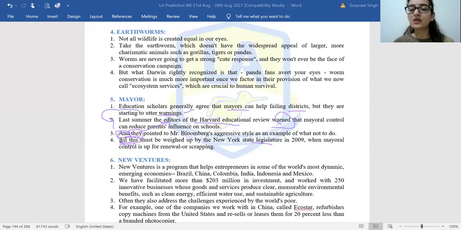We cannot put it in between because there was a story going on about a situation, and this New York State legislature is completely different from that. And moreover, this all this is more than enough to help us understand that it's going to come at the end once we have finished the discussion. Okay.